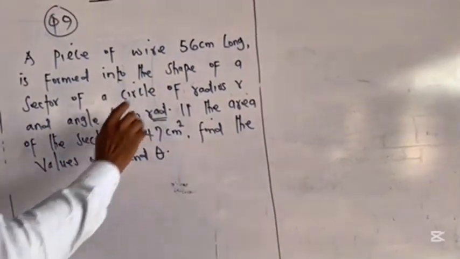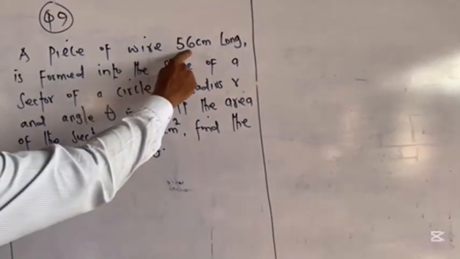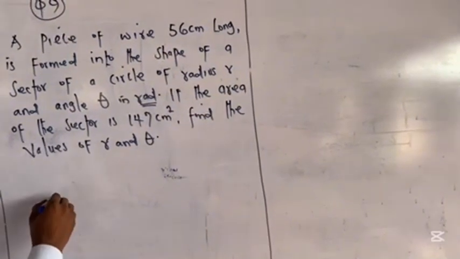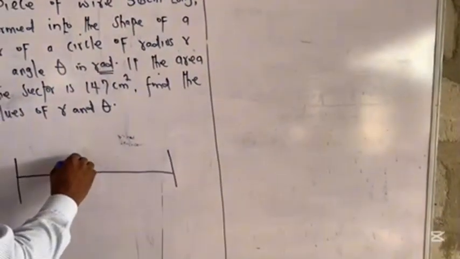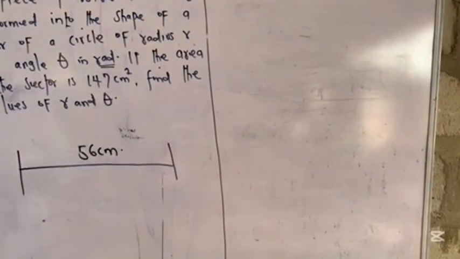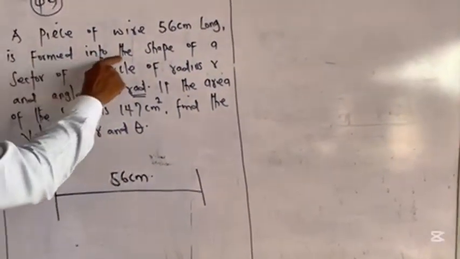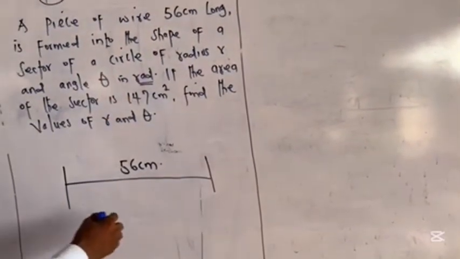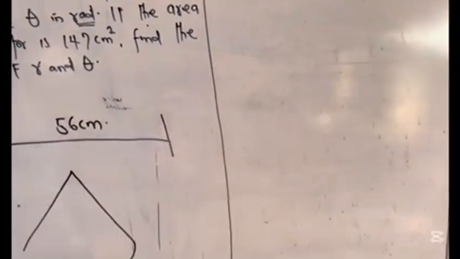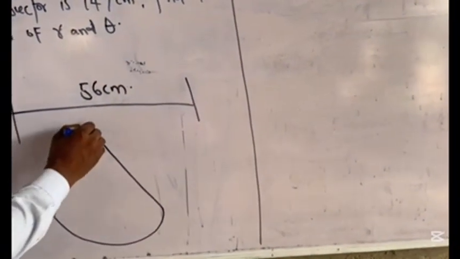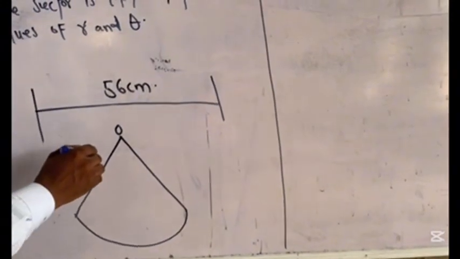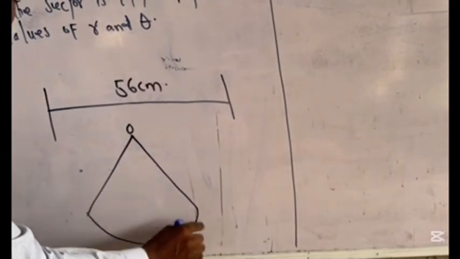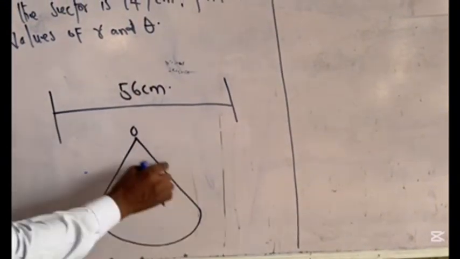So let's start with the first data given to us: a piece of wire of length 56 centimeters. Let's assume this is the wire, and the length of this wire is 56 cm. Then, it's formed into the shape of a sector of a circle. We all know how a sector looks. This is the center of the sector. So it means that this whole length of 56 centimeters formed this sector. The whole of this sector is now 56 cm.